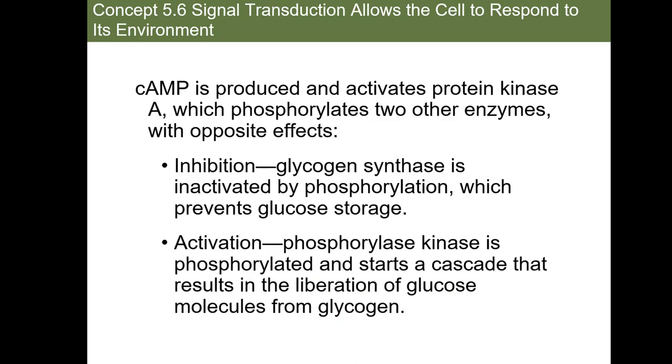Cyclic AMP is produced and activates protein kinase A, which phosphorylates two other enzymes with opposite effects. Glycogen synthase is inactivated by phosphorylation, which prevents glucose storage. Phosphorylase kinase is phosphorylated and starts a cascade that results in the liberation of glucose molecules from glycogen. So it inhibits the storage and it liberates the use of glucose.